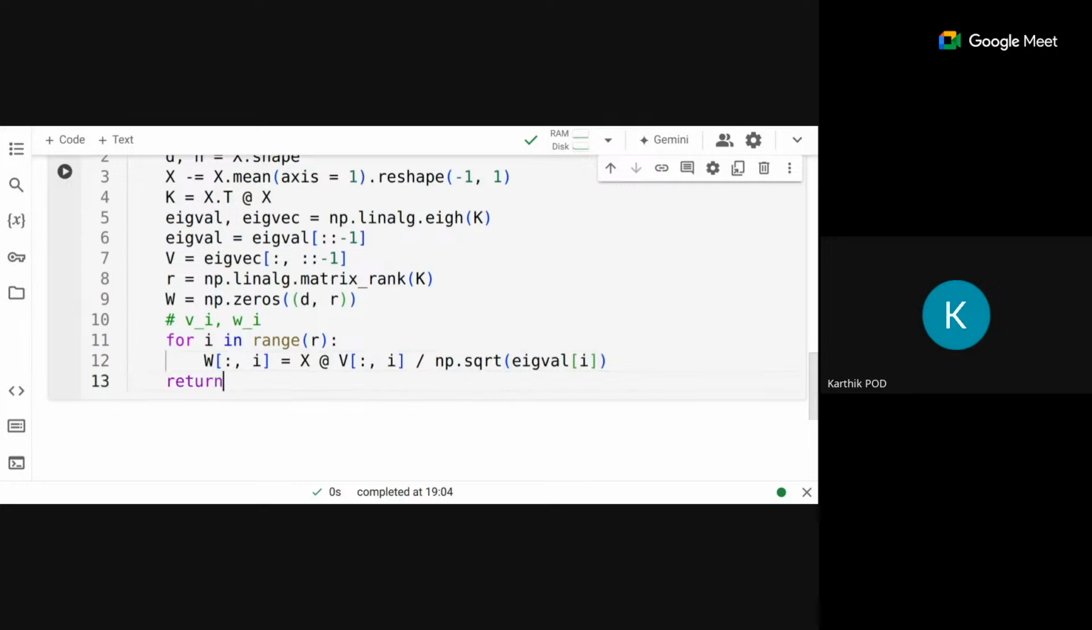So I can now return my eigenvalues and my eigenvectors, which are in W. Okay, so that's the way to do it.